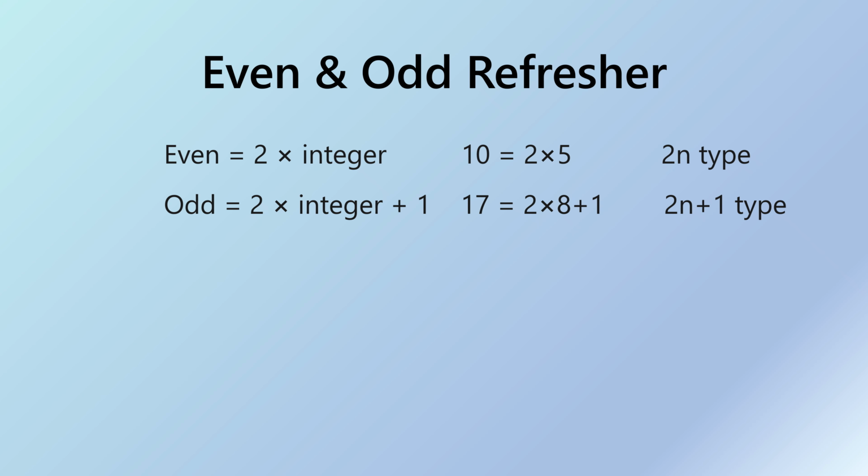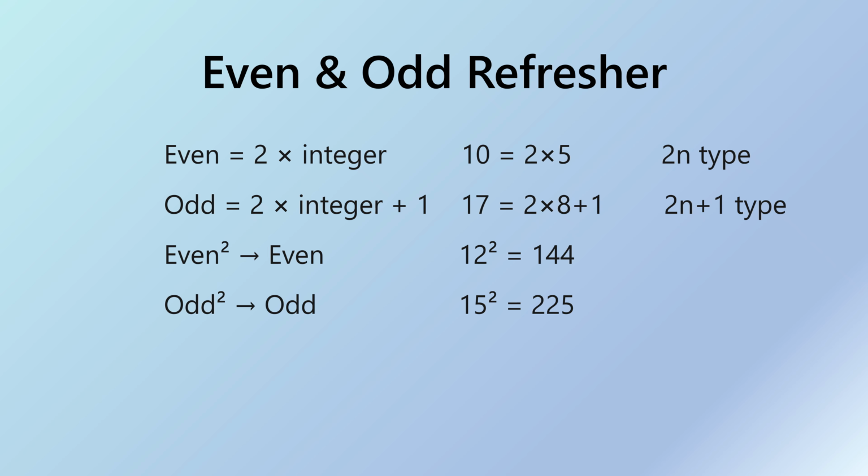Before moving further, a quick refresher. Even numbers are multiples of 2 and odd numbers can be written as multiple of 2 plus 1. And here is the key. Even number when squared stays even and odd number when squared stays odd. These look like small details, but they are going to do all the work for us going forward.